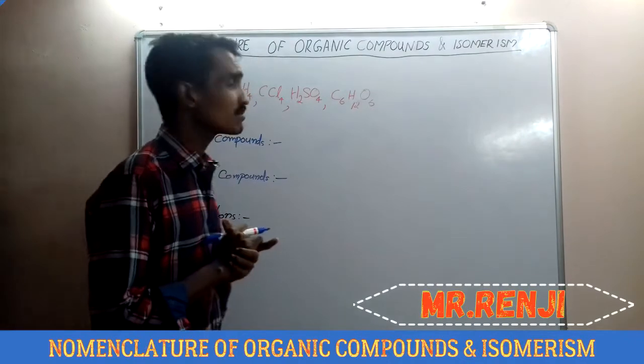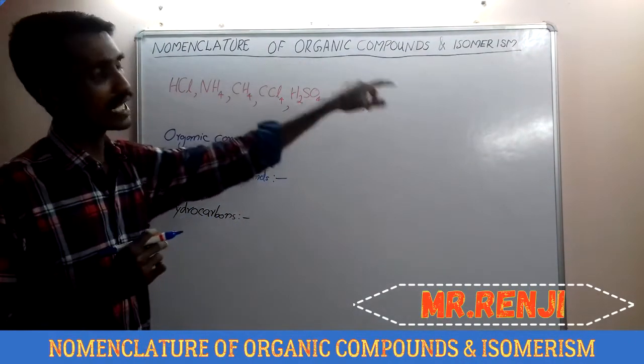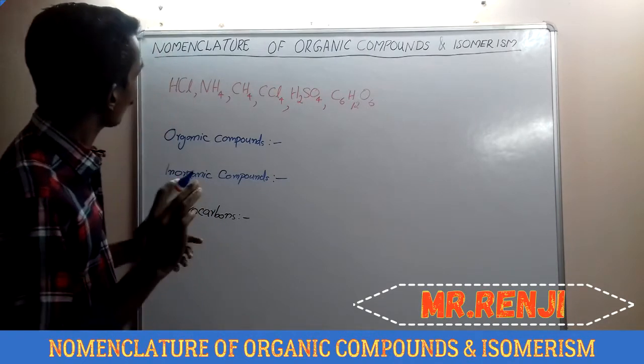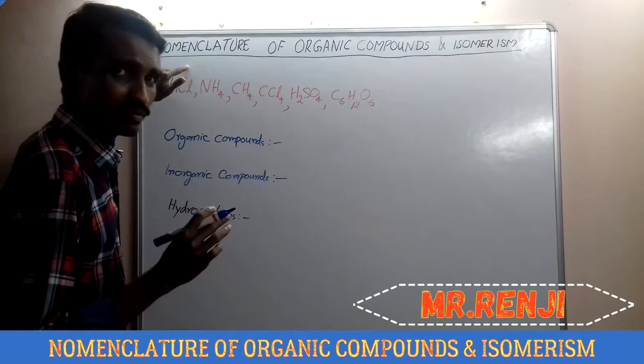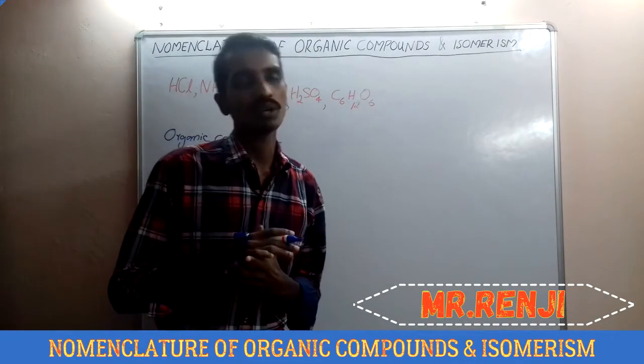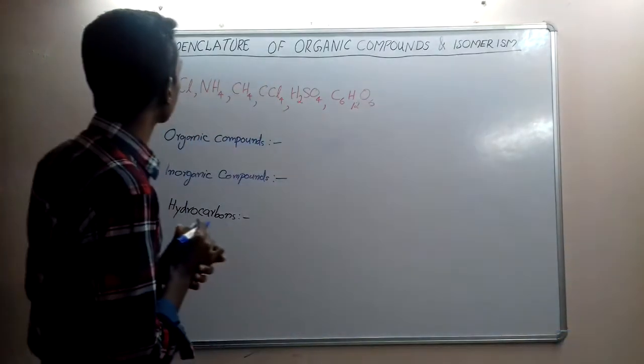Today I take a chemistry chapter. Its name is Nomenclature of Organic Compounds and Isomerisms. So, what do you mean by a nomenclature? Nomenclature means the naming of a compound.